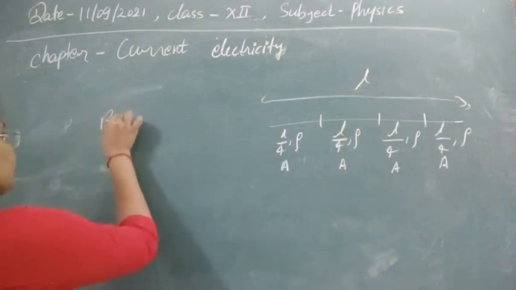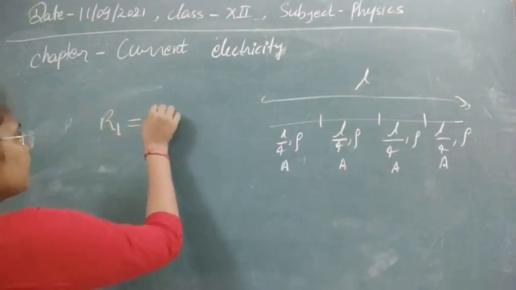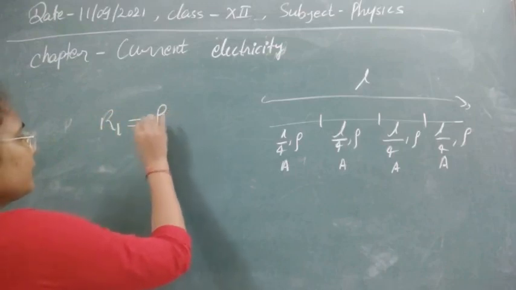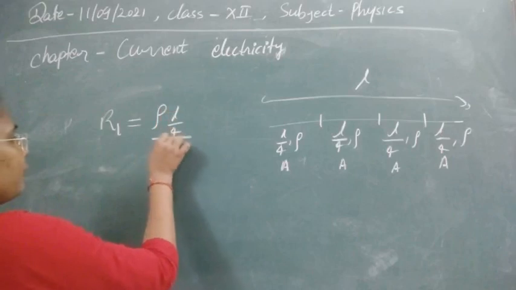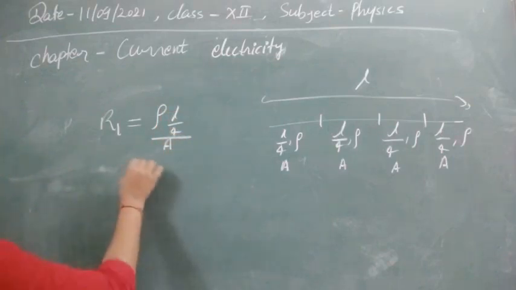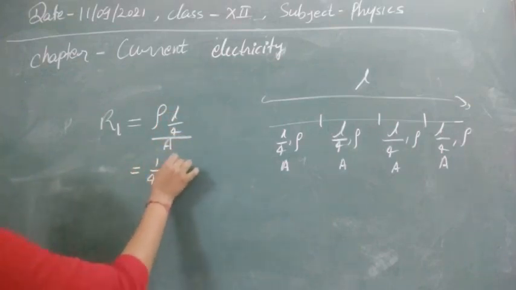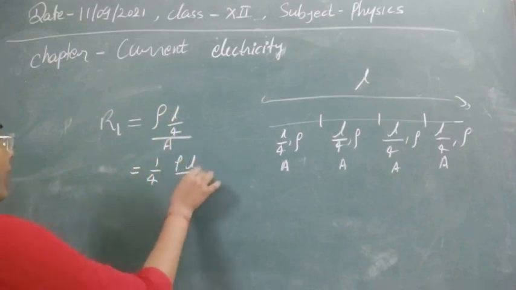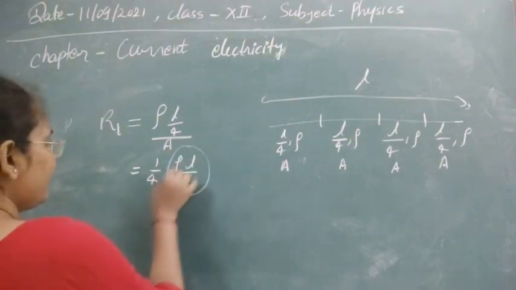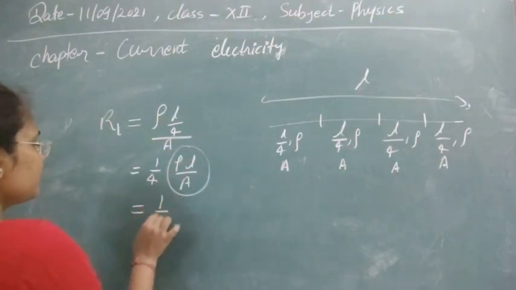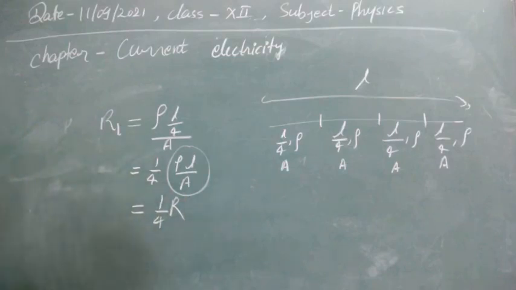Suppose R1 is the resistance of the first wire. That resistance is given by rho L by A. Here the length is L by 4, so you can write it as 1 by 4 of rho L upon A. And rho L by A is the resistance of the original wire, which has length L, area A, and rho is the specific resistance. So this will be 1 by 4 times R now.